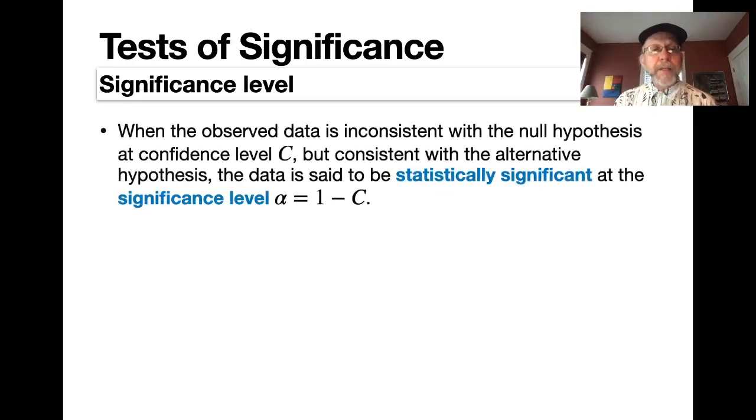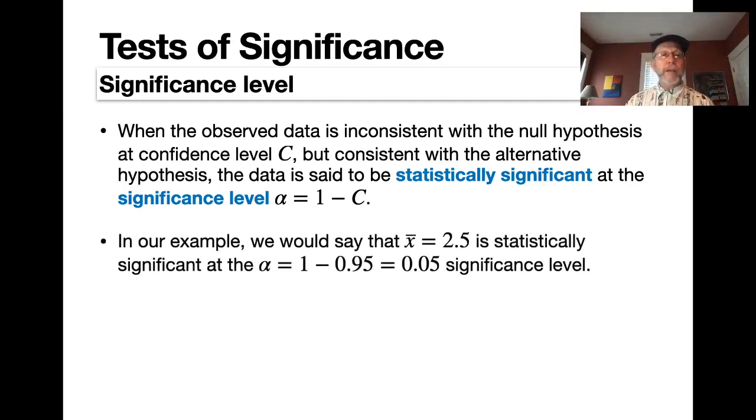When the observed data is inconsistent with the null hypothesis at confidence level C, but consistent with the alternative hypothesis, then of course we're going to reject the null hypothesis. But we would also say that the data is statistically significant at the significance level alpha. And alpha is always equal to 1 minus the confidence level. So in our example, we would say that our observed data of x bar equal 2.5 is statistically significant at the alpha equal 5% significance level, because the associated confidence level was 95%.